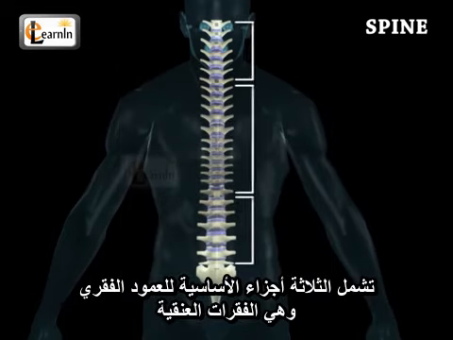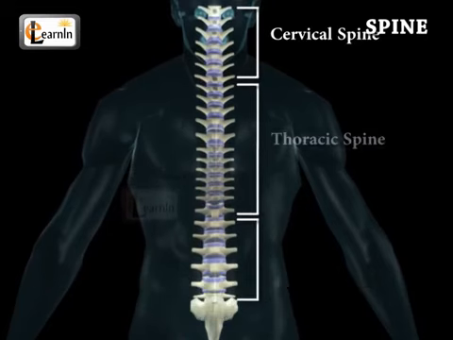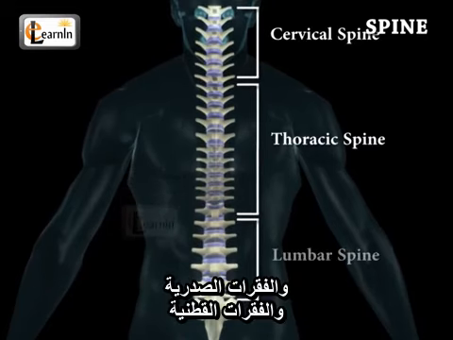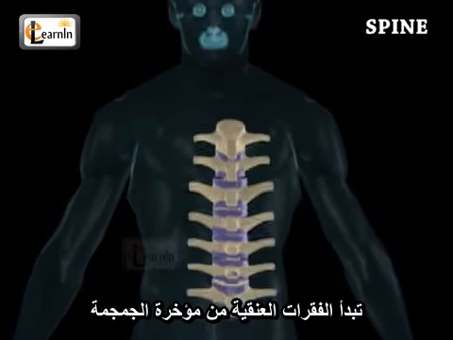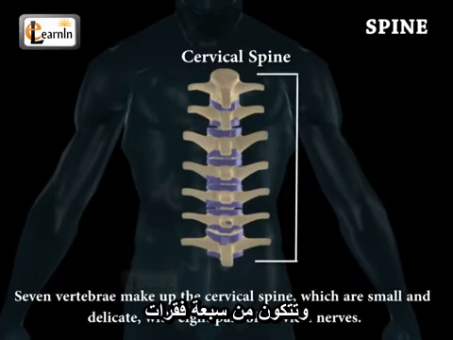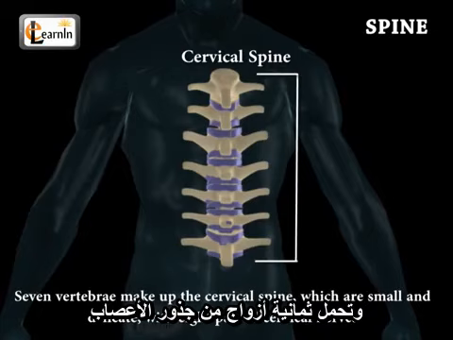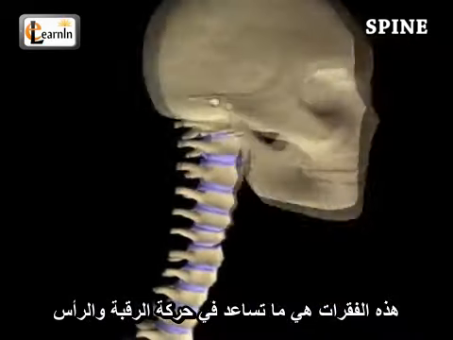Broadly, the three main sections of the spine include the cervical spine, thoracic spine, and the lumbar spine. The cervical spine begins at the base of the skull. 7 vertebrae make up the cervical spine, which are small and delicate, with 8 pairs of cervical nerves. It is these vertebrae that help in the movement of the head and the neck.